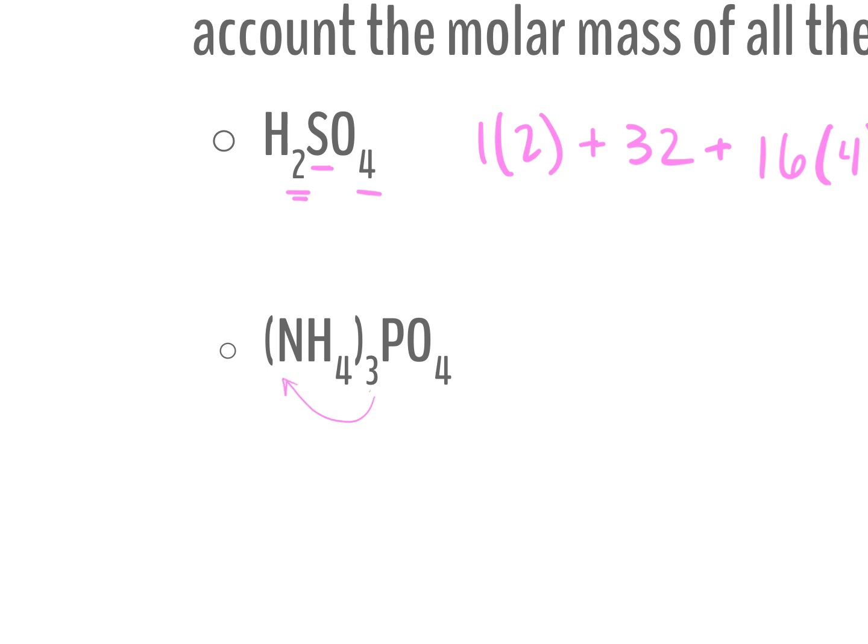Yeah, good. That 3 has to be distributed through there. Okay, so I have 3 nitrogens. They weigh 14 each. So 14 times 3. How many hydrogens then do I have? 12. Not 7, but 12. So 1 times 12. 1 phosphorus, it has a mass of 31. And then plus 16 times 4.